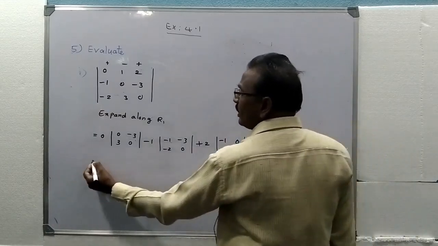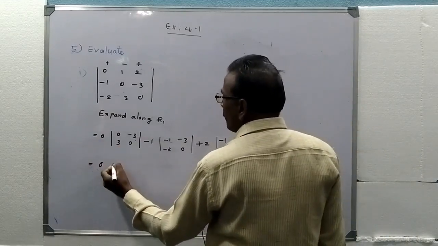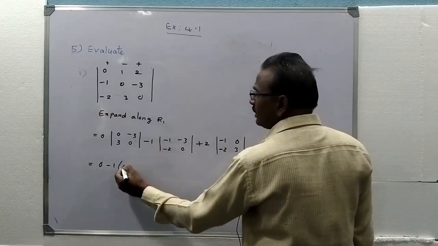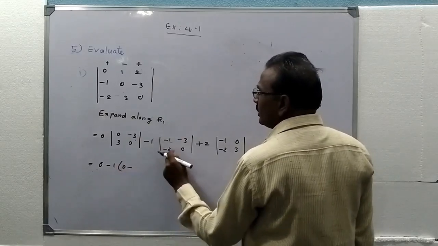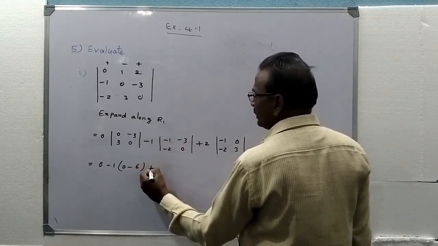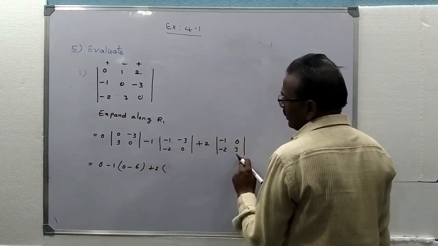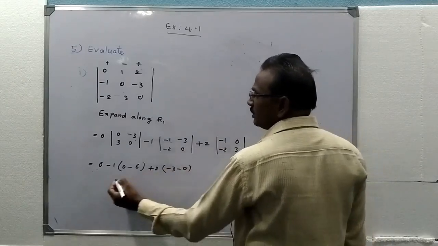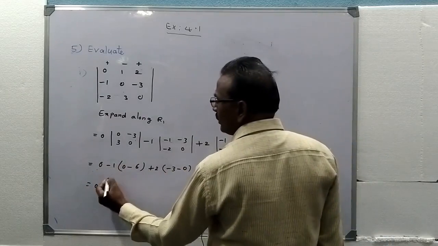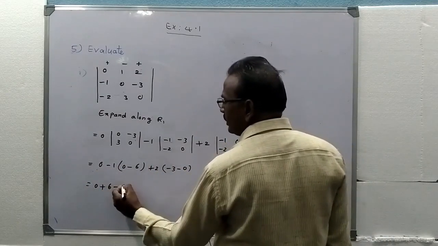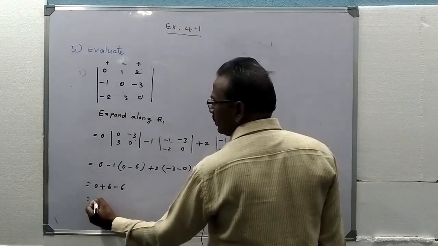So this value is 0 into anything is 0, minus 1 into the product of the principal diagonal elements, minus 1 into 0 is 0, minus 2 into minus 3 is plus 6. So 0 minus 6 plus 2 into the product of the principal diagonal elements, minus 3 minus 2 into 0 is 0. So the value is 0, minus into minus, plus 6, plus 2 into minus 3 is minus 6, plus 6 minus 6, 0. The value is 0.